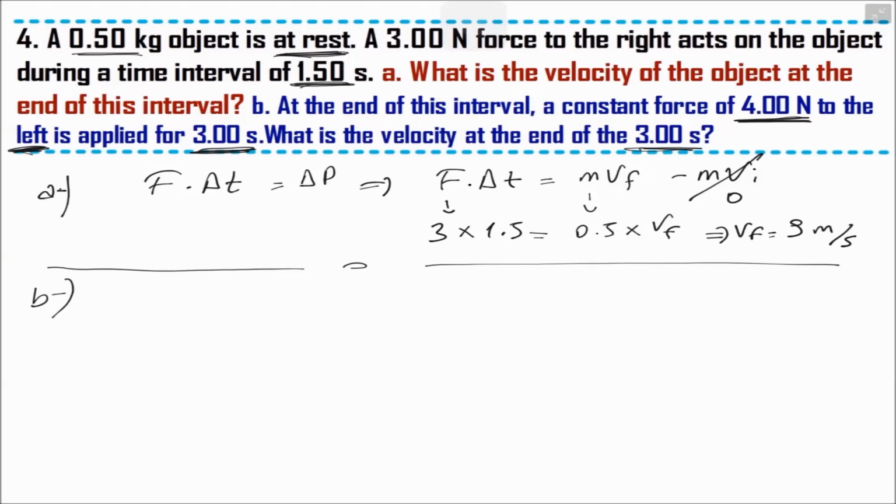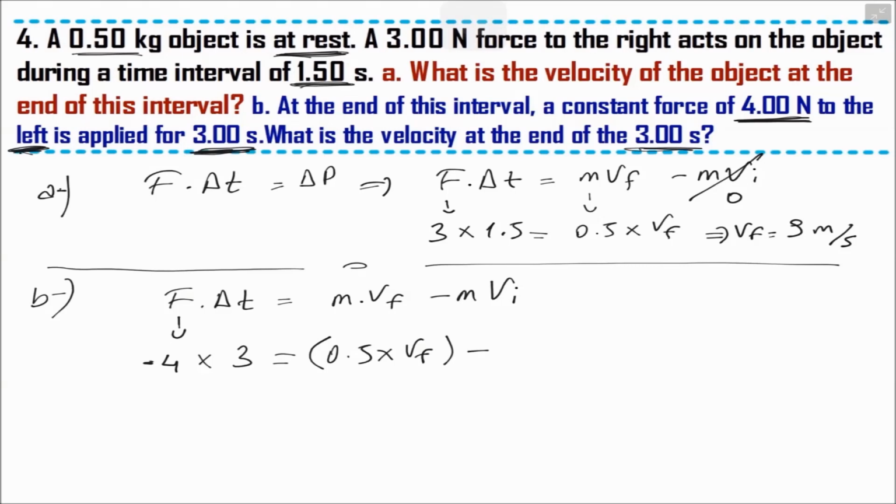So we will calculate the velocity. Again, F times delta t equals m times v final minus m times v initial. Now force is given as 4 Newtons, but it is to the left, so it will be negative: negative 4 times time, which is given as 3 seconds. That equals m, 0.5, times v final, which is unknown, minus 0.5 times v initial, which, as we calculated in part A, will be 9.